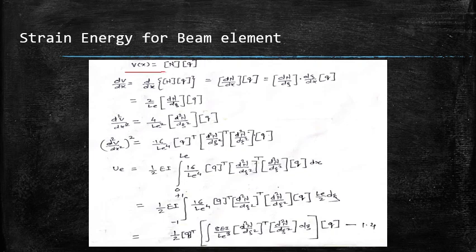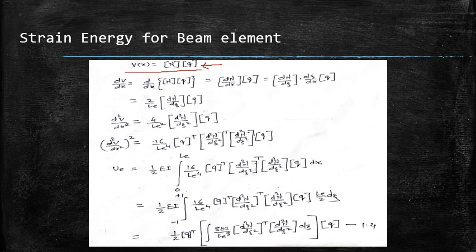Now v of x is equal to N into q, matrix N into matrix q, where N is the shape function matrix, N1, N2, N3, N4, a row matrix, and q is nothing but v1, theta 1, v2, theta 2. Earlier we have represented this q as delta. Now onwards we will represent the column vector v1, theta 1, v2, theta 2 as matrix q.